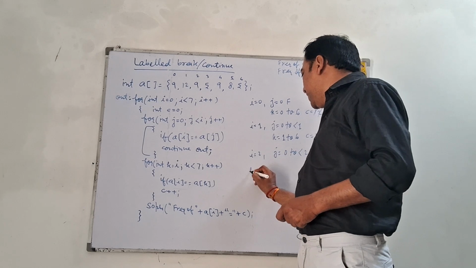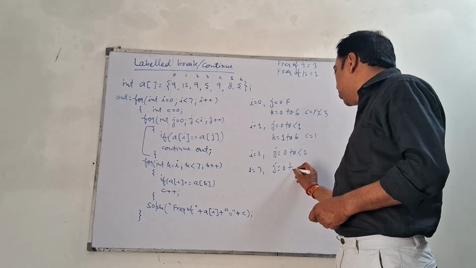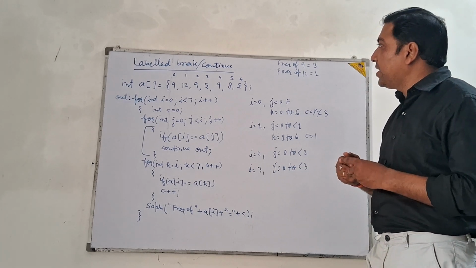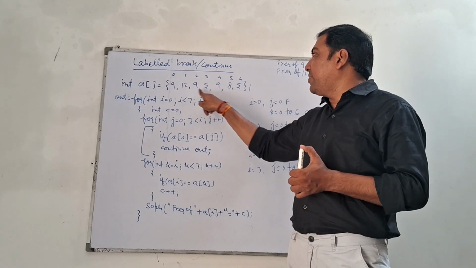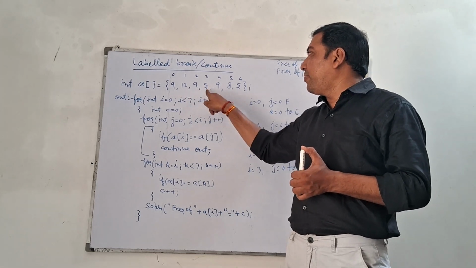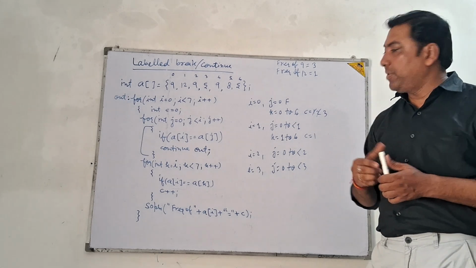So i will be updated. i value is 3. j will start from 0 to less than 3. That means firstly this 5 number we are checking on this location. Is 5 present? No. 5 present? No. 5 present? No. 5 is not present anywhere. That means we can find the frequency of 5.